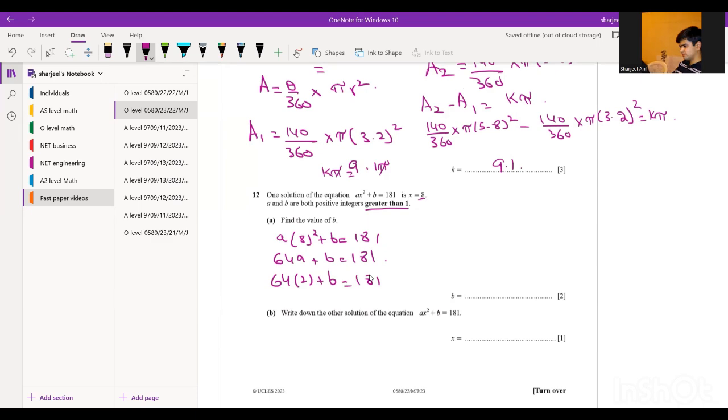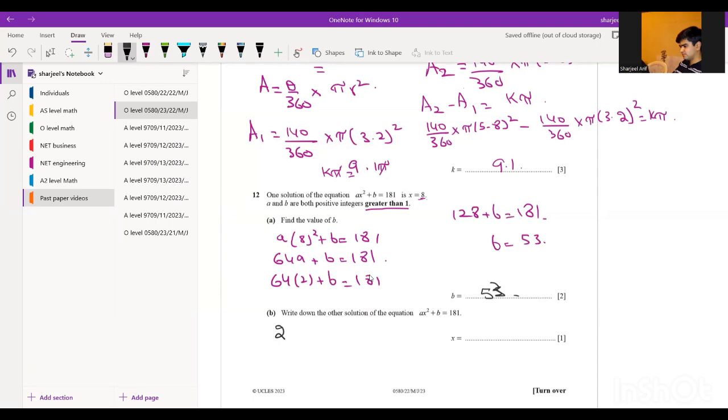So in that case, b should be negative. But b is positive, so it's not possible. So 128 plus b equal to 181 and b equal to 53. Sorry, it's not 153, it's 53. So for part B, we have a x square plus b equal to 181.